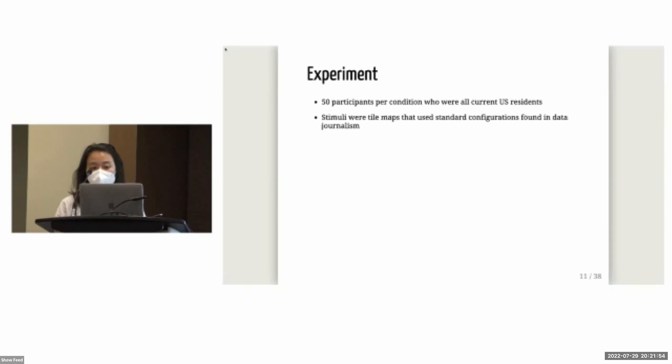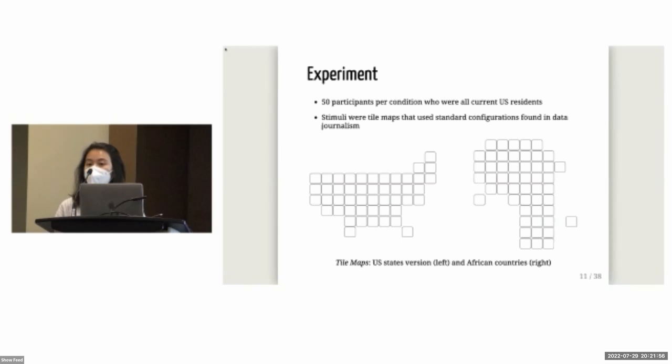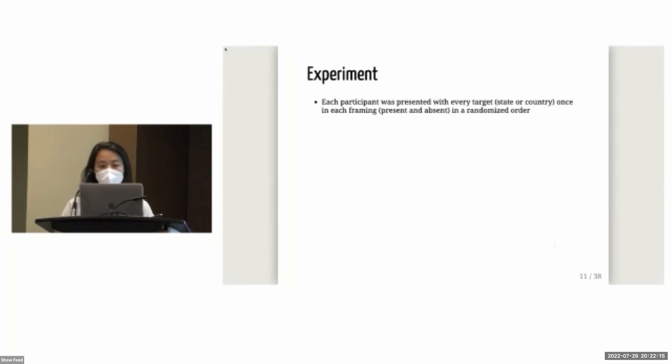So we have 50 participants per condition who are all current US residents. The stimuli were tile maps that use standard configurations found in data journalism, with the US states version on the left and the African countries version on the right. When I talk about condition and refer to the US or Africa, these are what I'm referring to. All 50 participants were presented with each target, either a state or a country, depending on which condition, once in each framing, present or absent, in a randomized order.